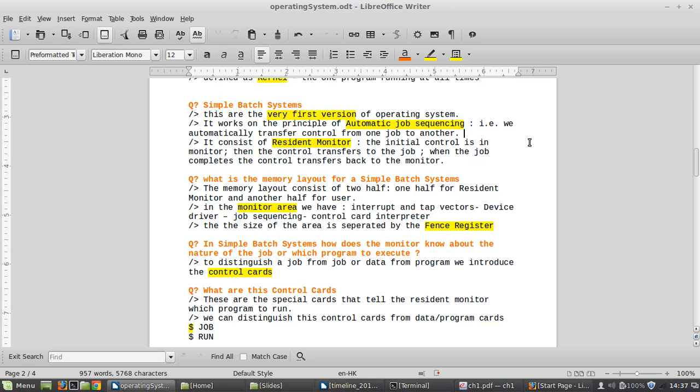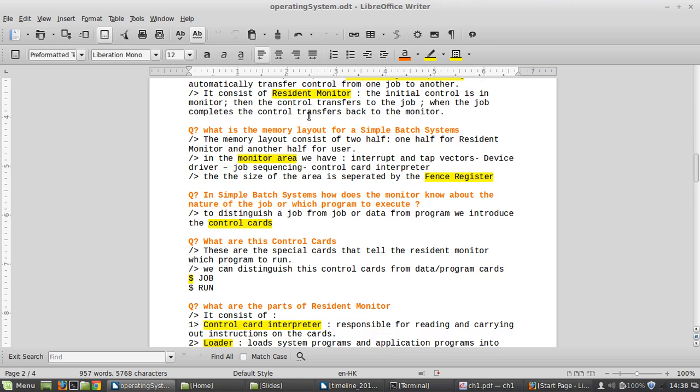Specifically, it consists of a resident monitor. What is this resident monitor? The initial control is in the monitor. The monitor is like a controller. The initial control is in the monitor, then the control transfers to the job, and whenever the job completes, the control transfers back to the monitor. So the monitor is like a captain who transfers control to certain jobs, and after the job is done, control transfers back to the monitor. It's like a control provider.